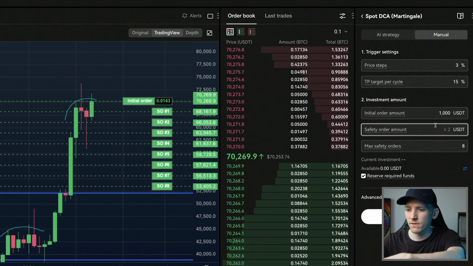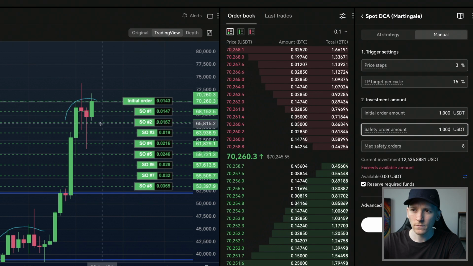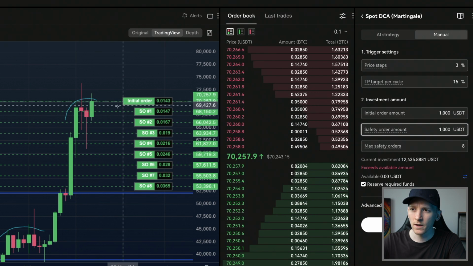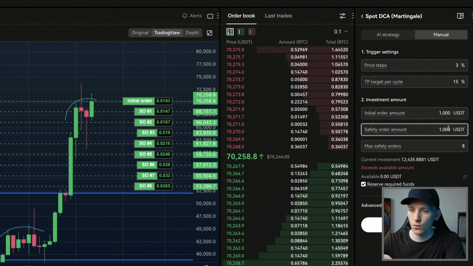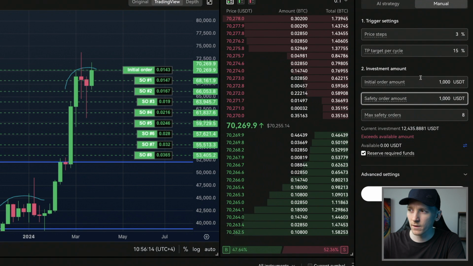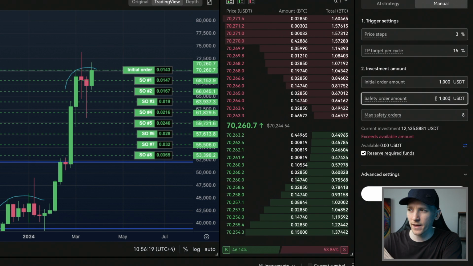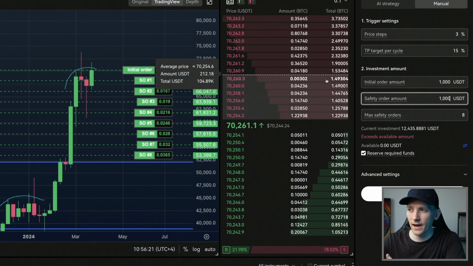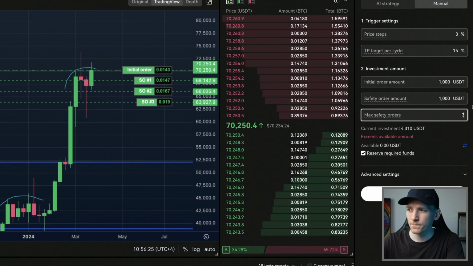Safety order amount. So that's the amount per each of these orders as well. So if your initial order is 1,000, you can put each individual order down here incrementally at 1,000 or any other amount that you want. So you can actually start the initial order with a very small amount and then have the other orders down here at larger amounts. There's 8 safety orders for now, so let's change this just to 3 to make it a lot simpler, right?